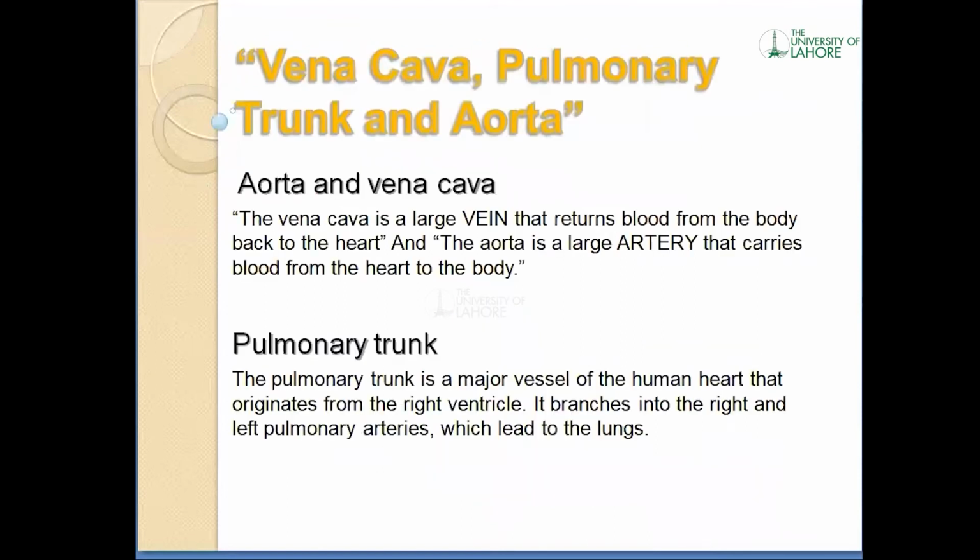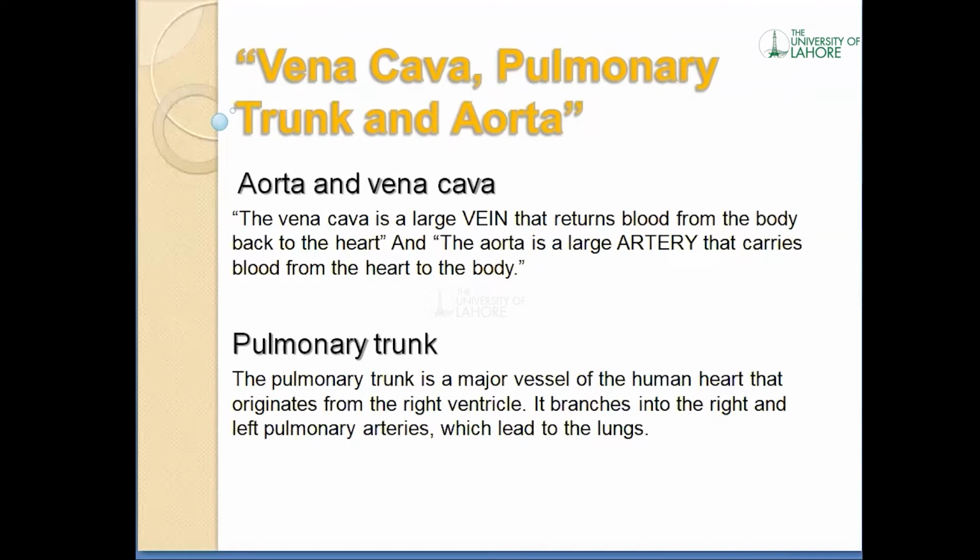Vena cava, pulmonary trunk, and aorta. The vena cava is a large vein that returns the blood from the body back to the heart. And the aorta is the large artery that carries blood from the heart to the body.